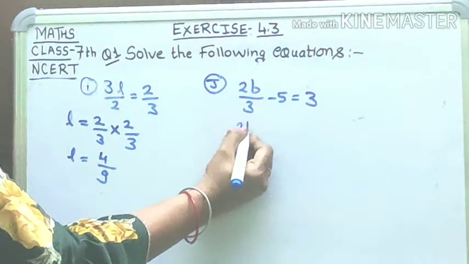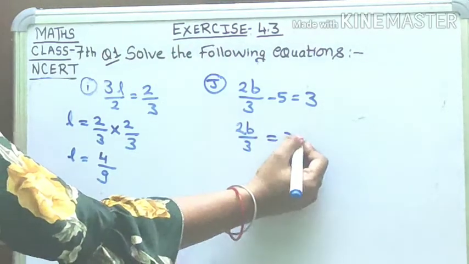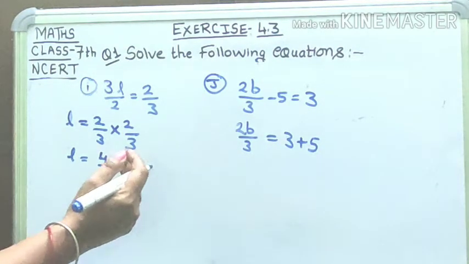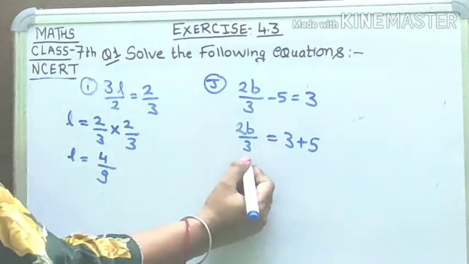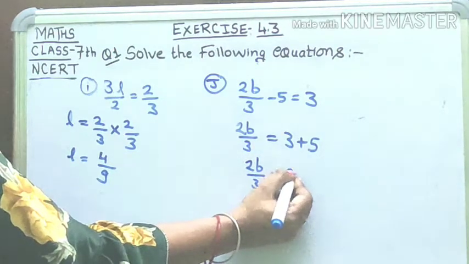Now 2b upon 3, first we have to remove minus 5. So the minus 5 will become plus 5. ये वहाँ transfer किया है, minus 5 was given, so it will become plus 5. Now 2b upon 3 equal to 5 plus 3, 8.